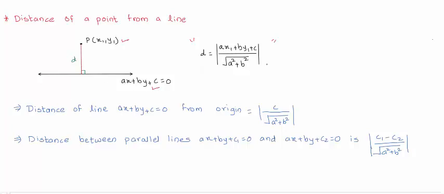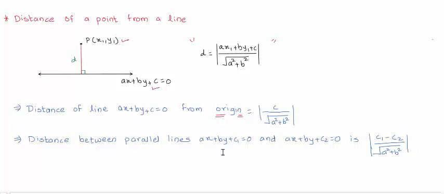Okay. Now from this formula we can derive some simple results. Distance of the line ax plus by plus c equals 0 from the origin. So the point this time is 0 comma 0. The distance is mod of c upon root of a square plus b square.